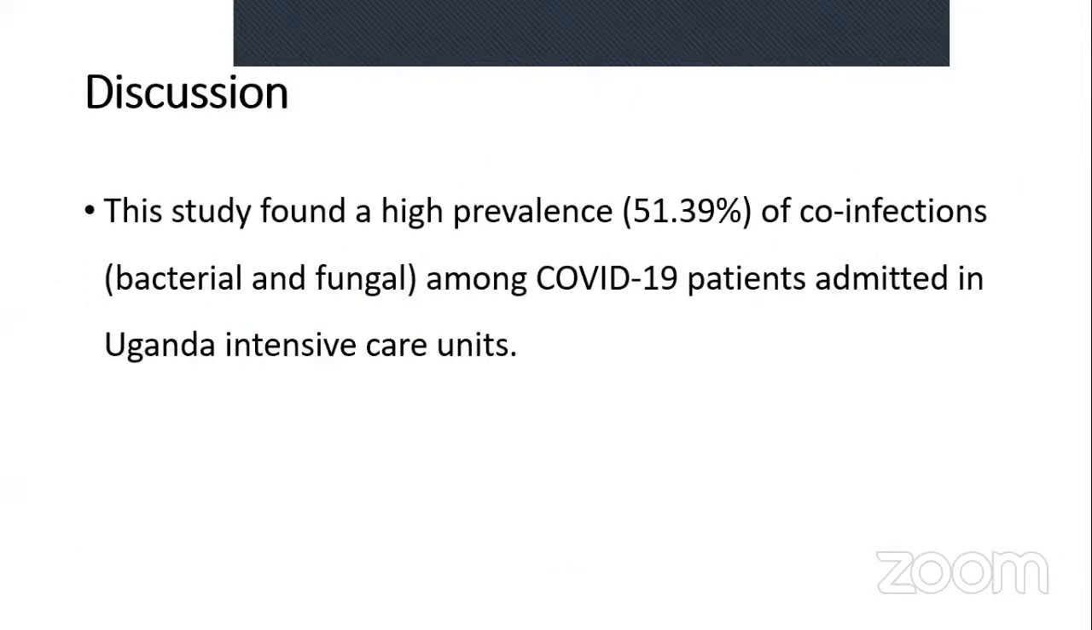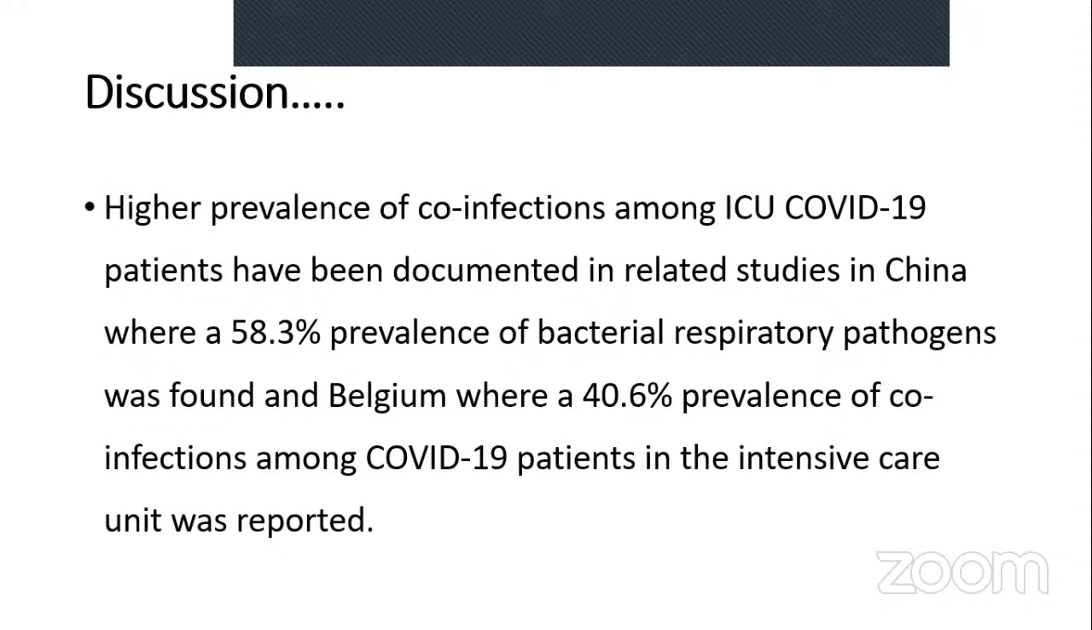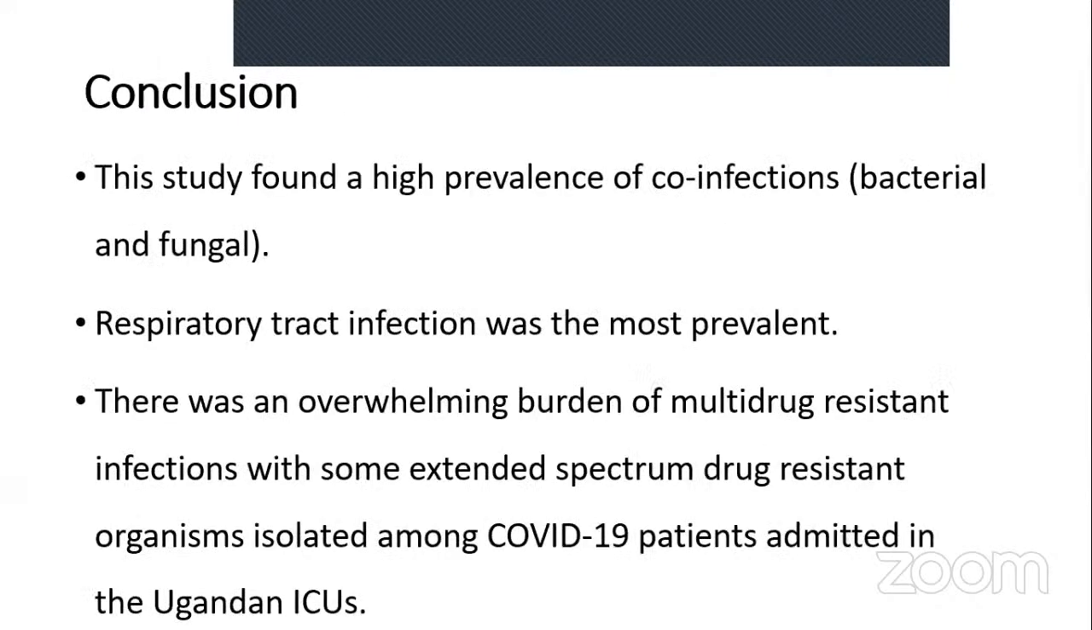So this study found a higher prevalence of co-infections of 51.93% among COVID-19 patients in Uganda intensive care units. However, this higher prevalence among COVID-19 ICU patients has been documented in other studies in China, where 58.3% of the bacterial respiratory pathogens were isolated among COVID-19 patients, and Belgium, where a 40.6% prevalence of co-infections was found among intensive care unit COVID-19 patients. So in conclusion, this study found a high prevalence of co-infections, bacterial and fungal, and respiratory tract infection was the most prevalent co-infection among COVID-19 patients.